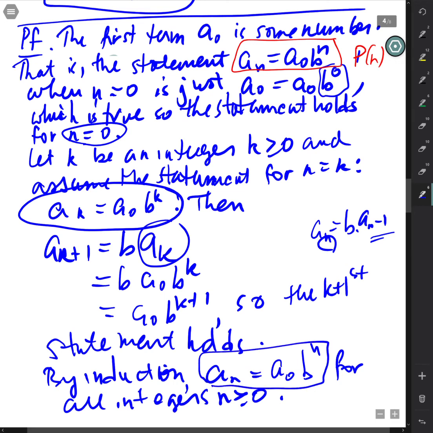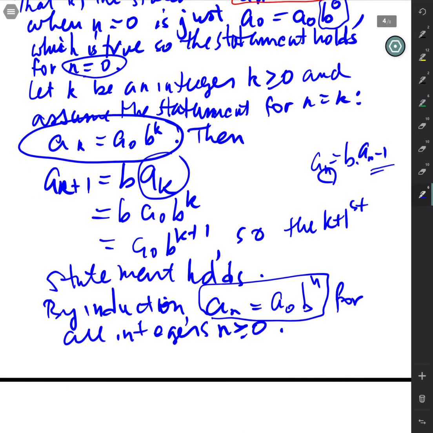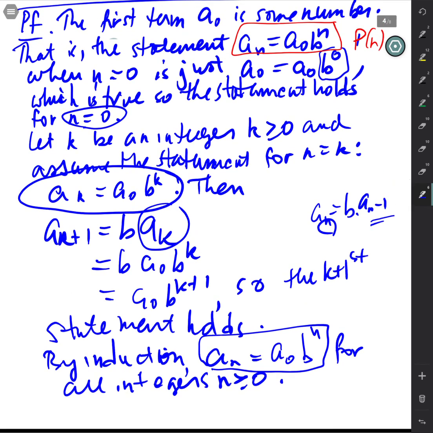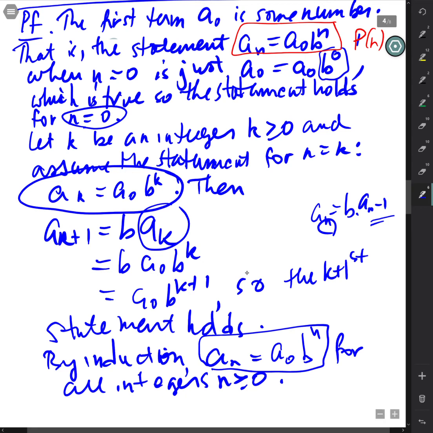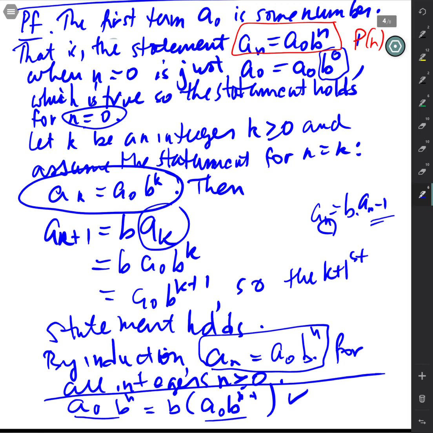And it's very easy to check that that is indeed a solution by plugging into the original recurrence relation, since a_0 b to the n is indeed equal to b times a_0 b to the n minus 1. That's our a_n here, that's our a_(n-1). That's true, so every one of these is indeed a solution. And what we have proved in the longer proof here is that a solution has to be of that form. So that's the unique solution if this is specified.